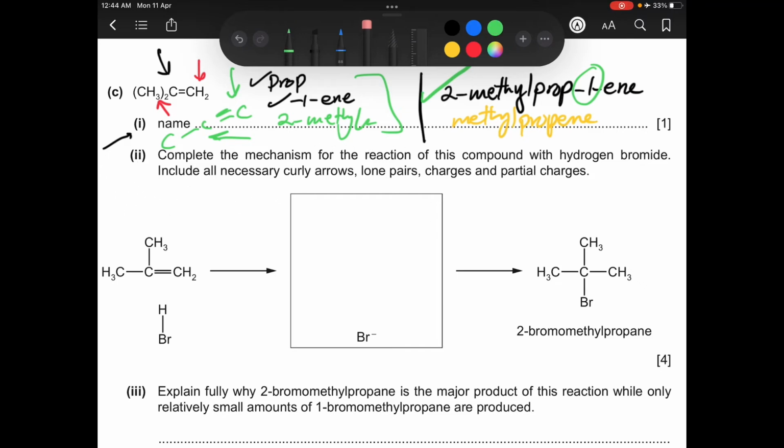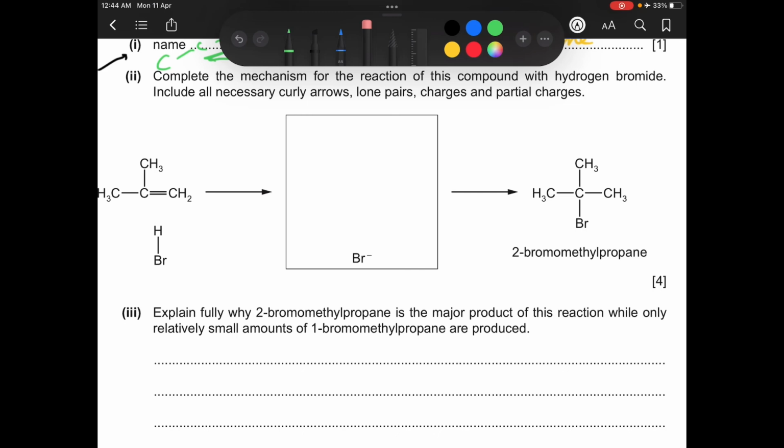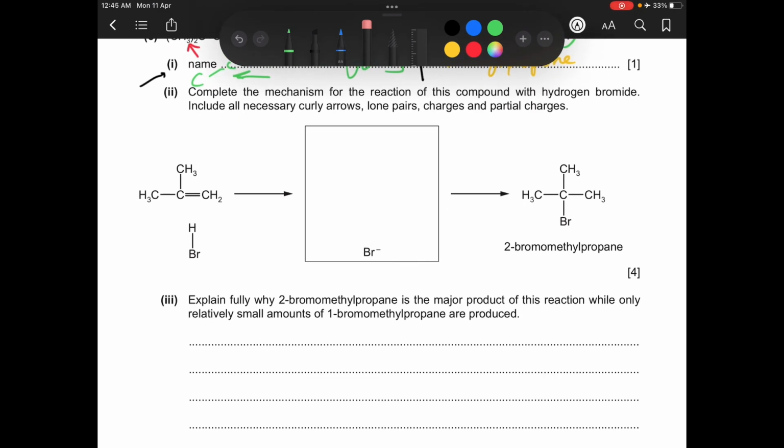Okay. Let's go to the next part in here. How can I deal with such a reaction? So first of all, it says to complete the mechanism for the reaction of this compound with hydrogen bromide, HBr. Include all necessary curly arrows, lone pairs, charges, partial charges. So let's start with each single detail in this compound. Keep in mind you have 4 marks and it's easy to take them, literally.